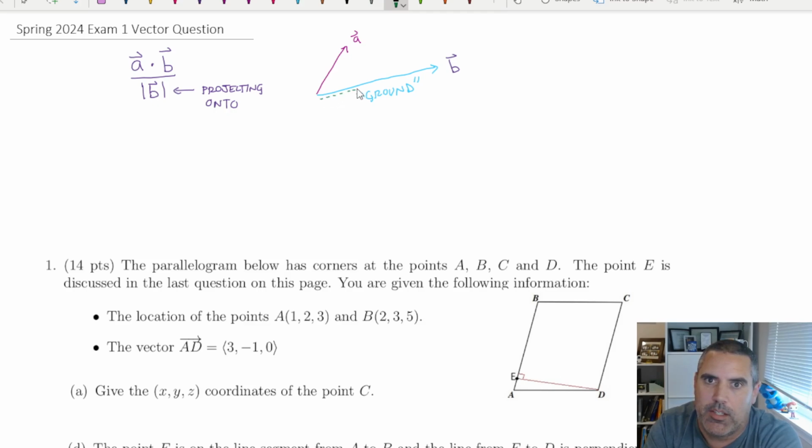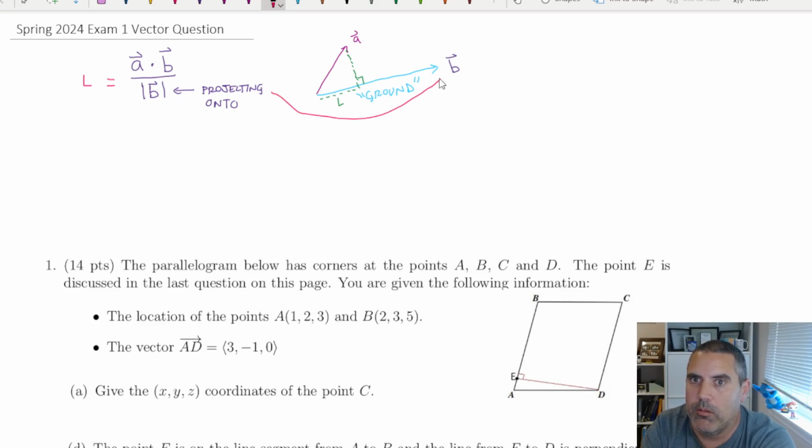We're pulling something this way, but we want to know how much of it goes the other way. And that's the main application of this, this kind of physical application of this. And the reason we can find it, a quick reminder, is because finding this length has to do with using cosine, and then cosine comes up in our big formula for dot products, and we did that in class. That's what L is. And that's the formula. So the thing you're projecting onto, the ground, is the thing on the bottom. So I always feel like I can remember that.